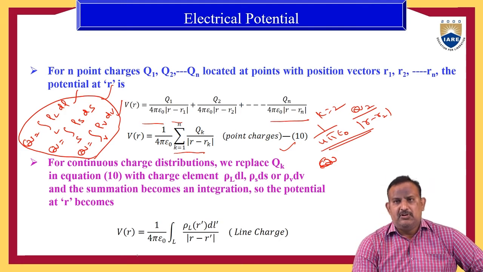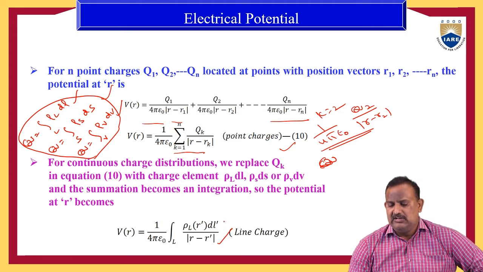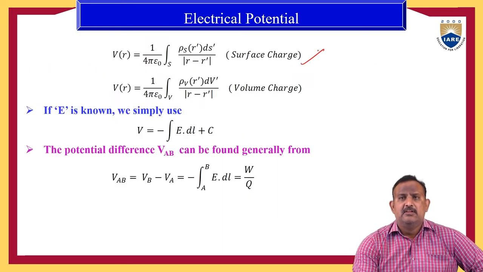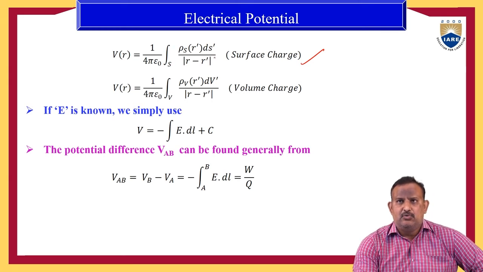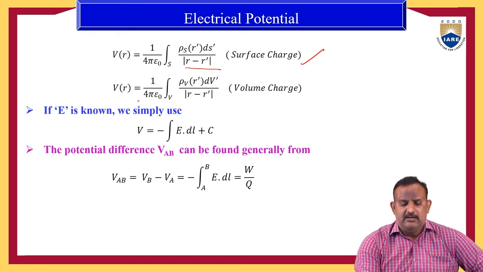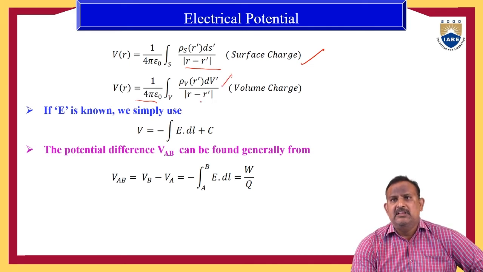Therefore, the formula for potential is V is equal to 1 by 4 pi epsilon naught into the line integral of rho L dl by modulus of R minus R dash. Similarly, for surface charge, V of R is equal to 1 by 4 pi epsilon naught into the surface integral of rho S ds by modulus of R minus R dash. For volume charge distribution, V of R is equal to 1 by 4 pi epsilon naught into the volume integral of rho V dV by modulus of R minus R dash.